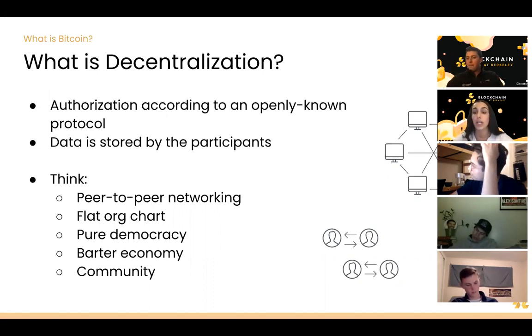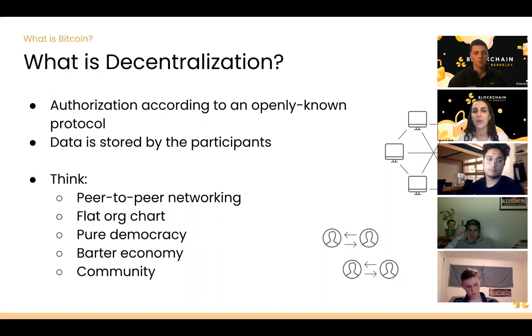And the data is stored by everyone who wants to access it. Everyone on the blockchain stores that data. So all the participants, you can kind of think of them like all in one line, they're all in the same place and they're all storing that data. And so think peer-to-peer networking, a flat organization chart where there's no one above anyone else. Everyone's just purely peers. A very pure democracy where everyone's voice gets heard the same amount. No one gets to speak over anyone else. Everyone votes and everyone's vote counts. A barter economy and a community. So there's a huge community basis to blockchain.